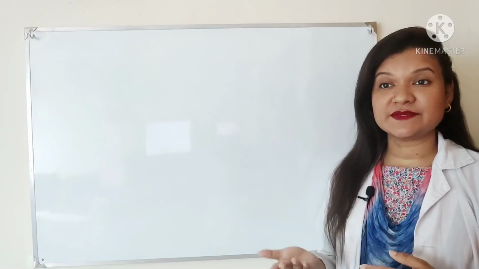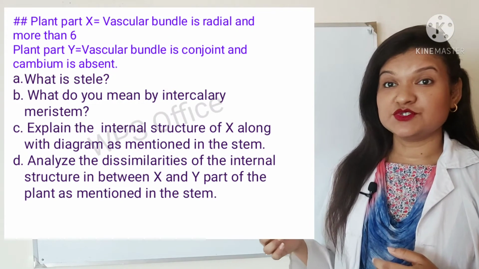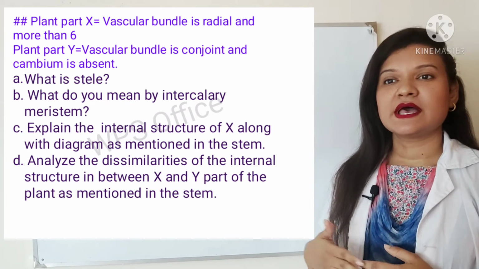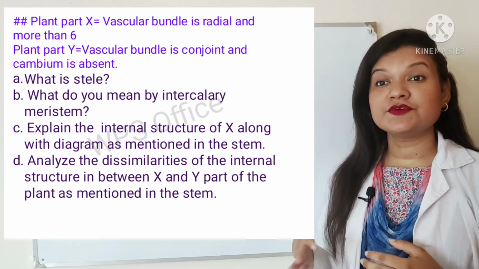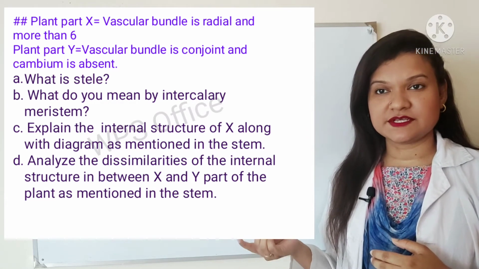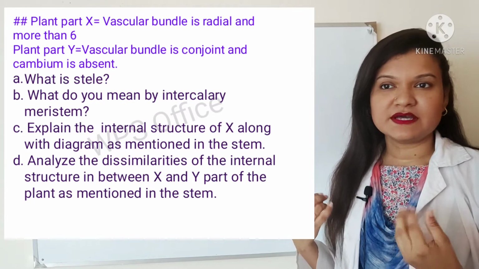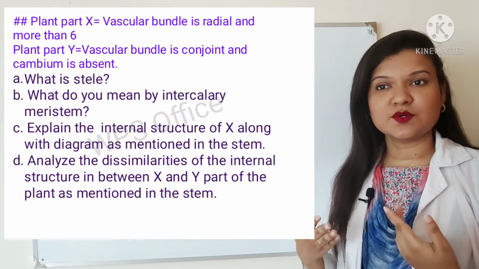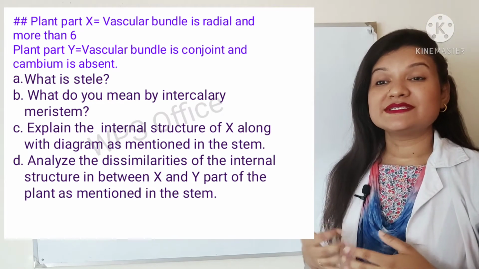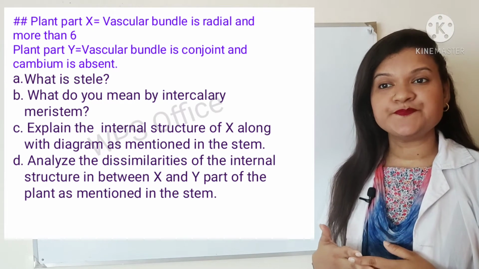So our second creative question is, plant part X: vascular bundle is radial and more than 6, and plant part Y: vascular bundle is conjoint and cambium is absent. Can you guess what is X and what is Y? Until you guess, I will go to the questions. Number A, what is stele? Number B, what do you mean by intercalary meristem?